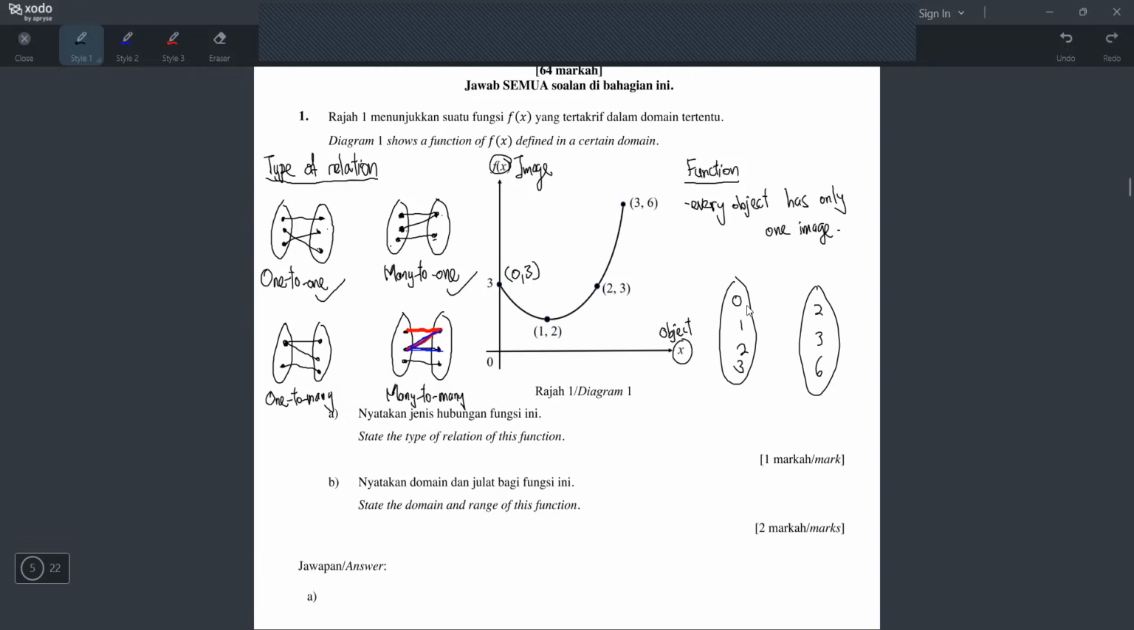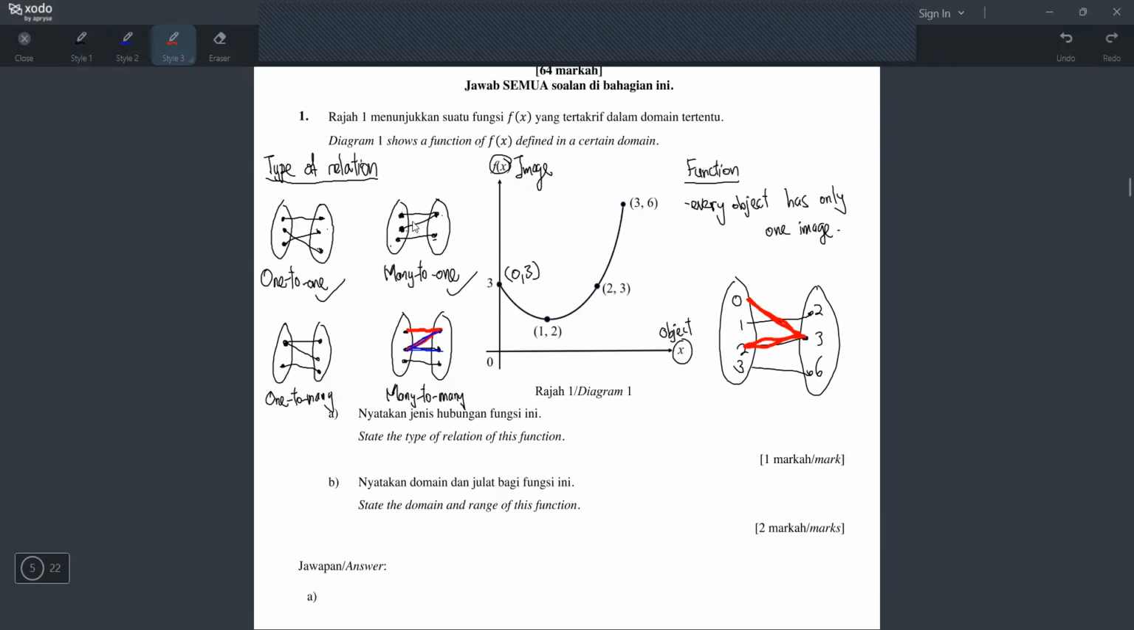If I link these together, when 0 is the object, the image is 3. When 1 is the object, the image is 2. When 2 is the object, the image is 3. And when the object is 3, the image is 6. You can clearly see this, so you can notice this. What is this?